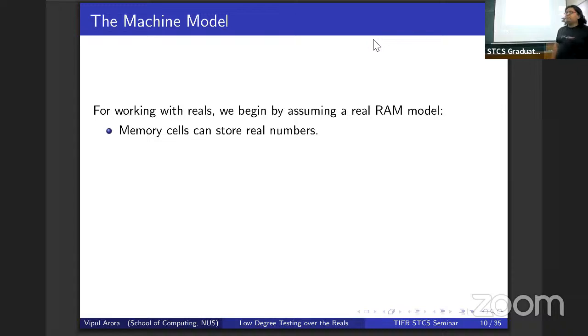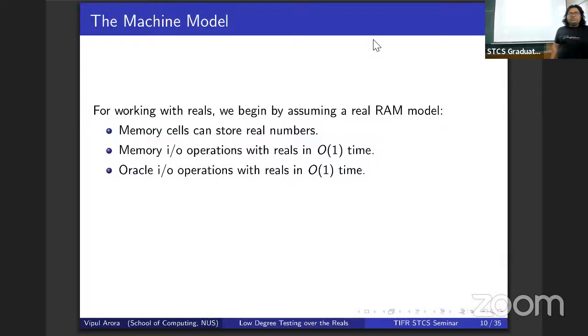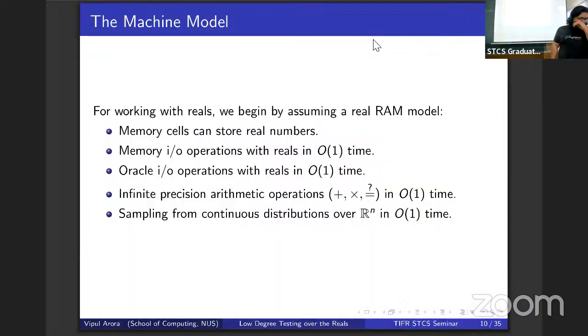So we begin by assuming you have a real RAM machine. Basically, your memory cells can store real numbers. Your memory IO operations with reals can be doable in constant time. Oracle IO operations with reals can also be done in constant time. Infinite bit precision arithmetic operations, basically addition, multiplication, and equality checks with reals, are doable in constant time. No modularity is going on over here, so only addition, multiplication, and equality check.